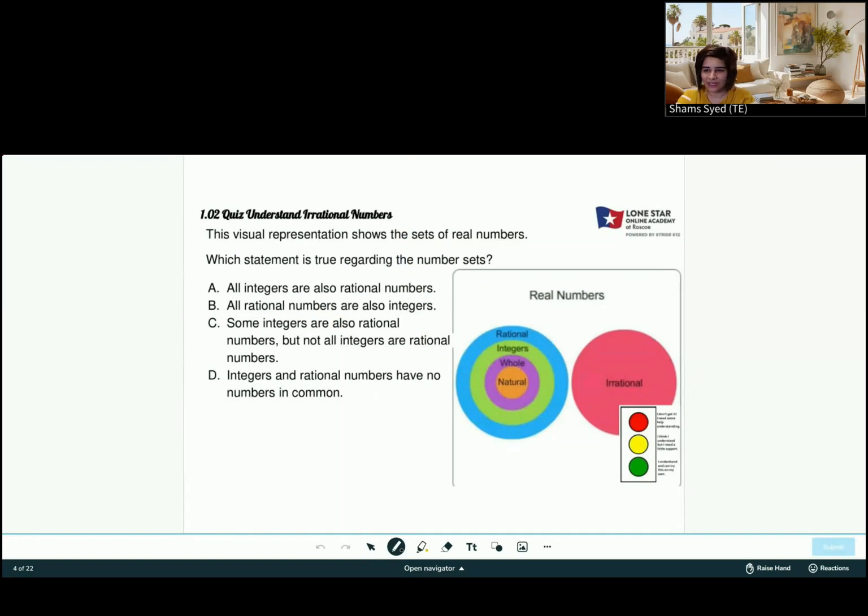Well, this is how question one for this quiz will look. It does give you pictures of the Venn diagram for real numbers. Real numbers is what we will learn tomorrow in our math class. Real numbers can be divided into irrational numbers or rational numbers.